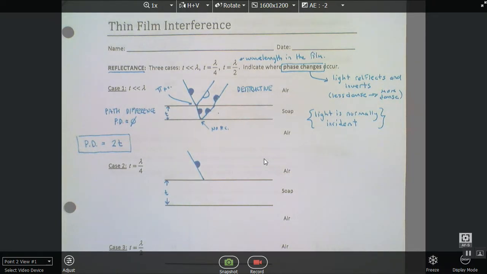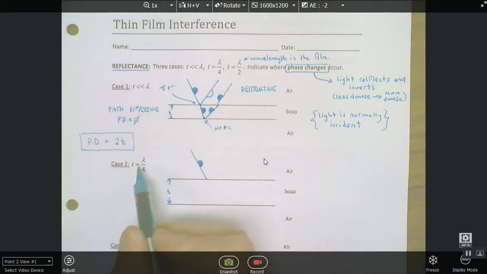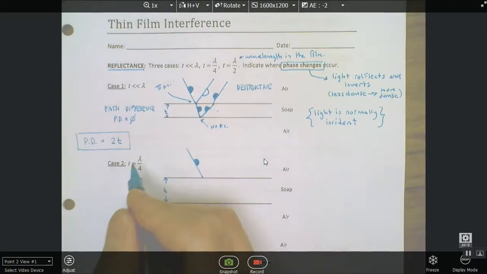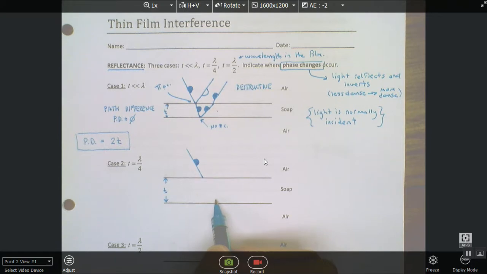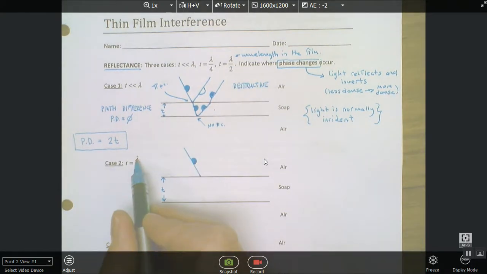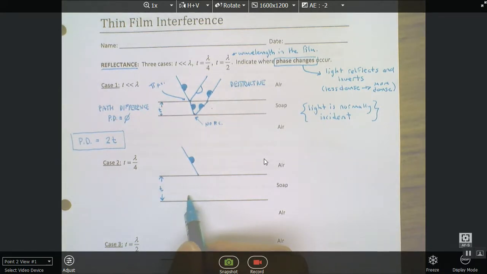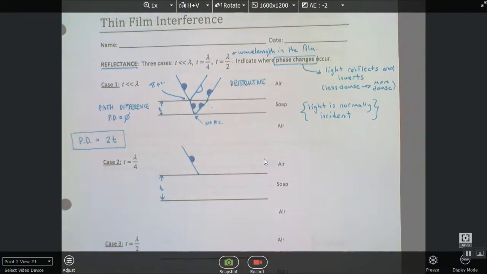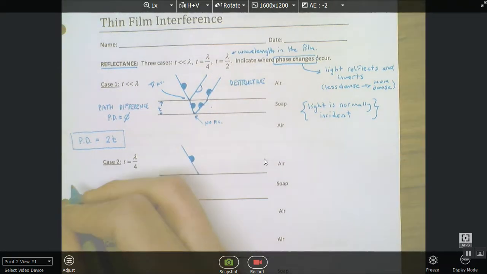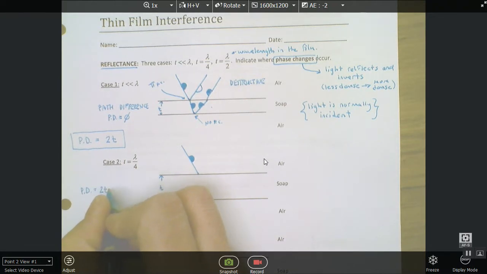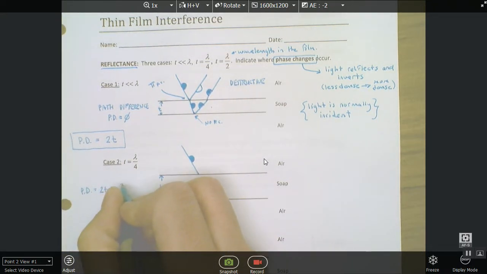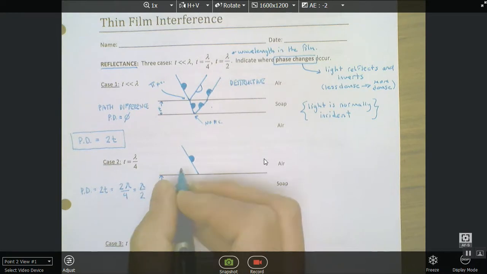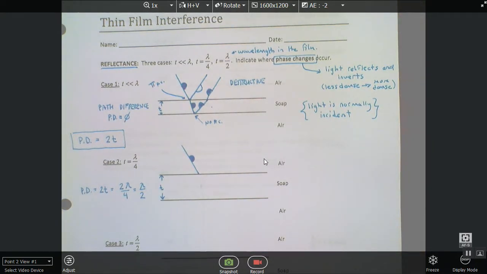So what we're going to do is I'm going to make this thickness exactly 1/4 of a wavelength. So if the wavelength was 400 nanometers inside the soap, which means it was a little bit bigger out here, then 400 divided by 4 means that this would be a 100 nanometer thick soap bubble. Okay? And then there's air on the other side. Let's see what happens. Well, first of all, the path difference. The path difference in this case is twice the thickness, down, back. Well, that means that's 2 times lambda over 4, so it's a half of a wavelength. So the path difference here is one half of a wavelength.